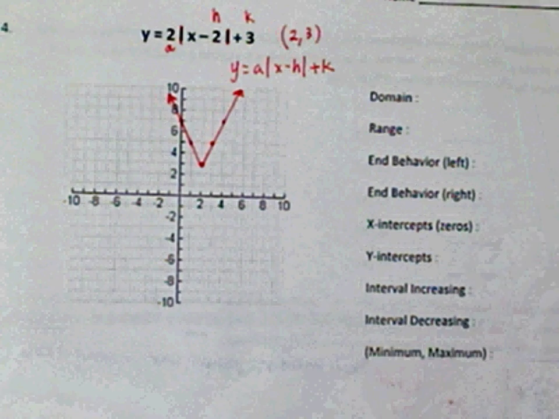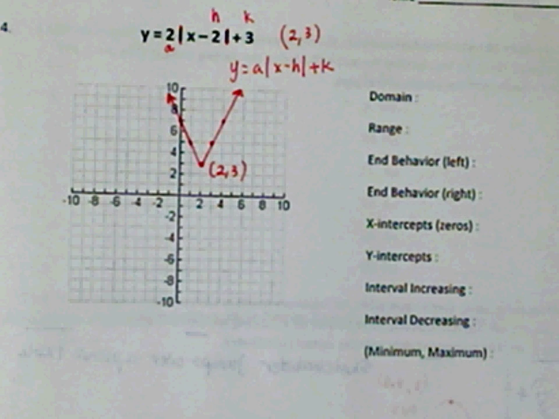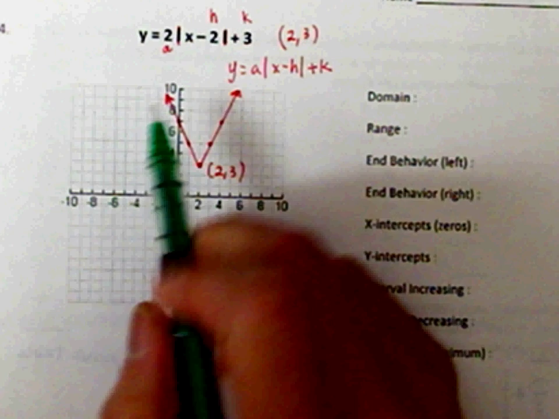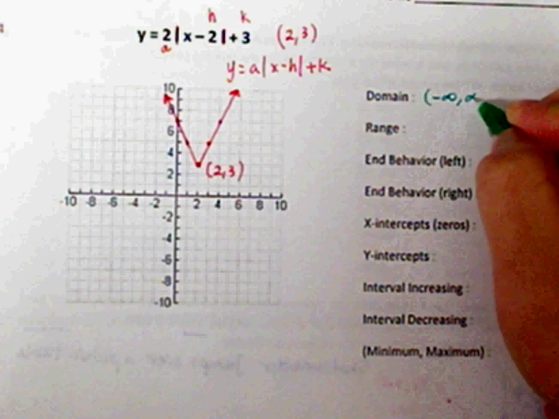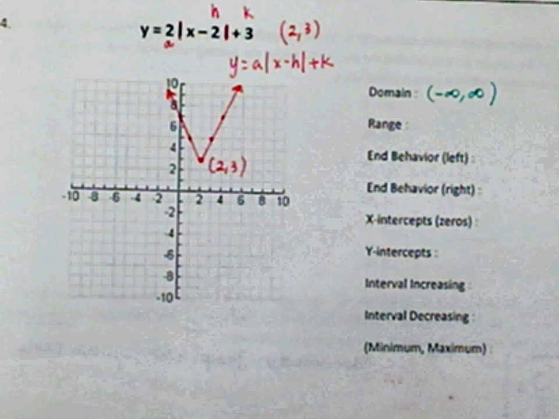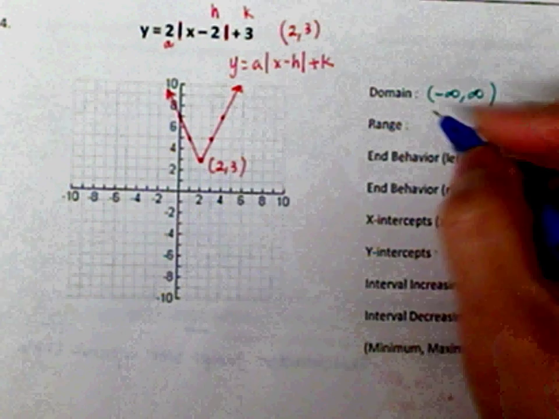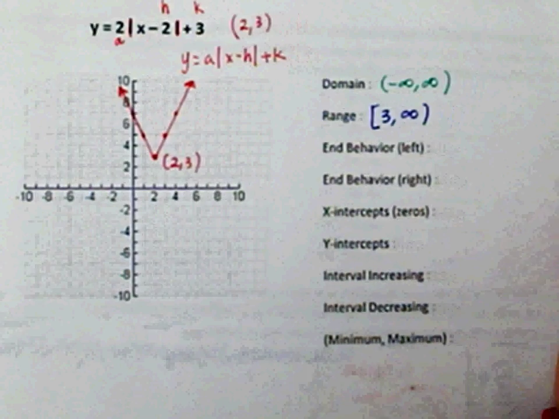Now, knowing that, I'm going to go ahead and mark my vertex so I can kind of take it from there, okay? All right, your domain, it goes far left to far right. So I'm going to write negative infinity to positive infinity. Your range, the lowest y value here is a 3, included, goes all the way up.